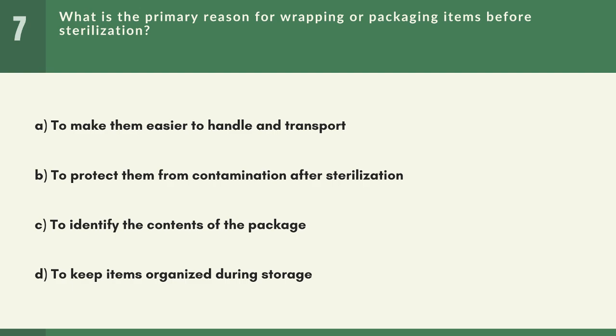Question 7. What is the primary reason for wrapping or packaging items before sterilization? A. To make them easier to handle and transport. B. To protect them from contamination after sterilization. C. To identify the contents of the package. D. To keep items organized during storage.